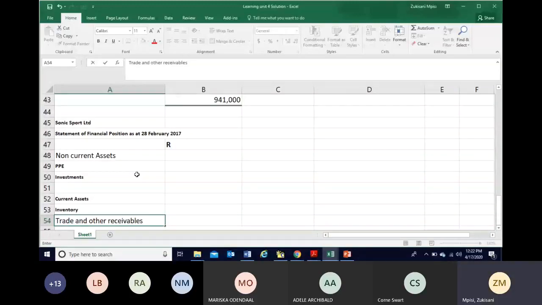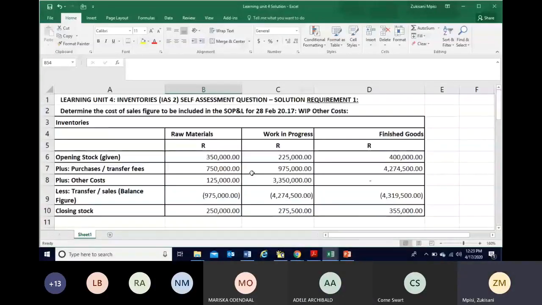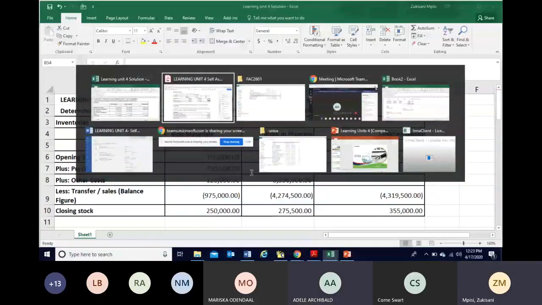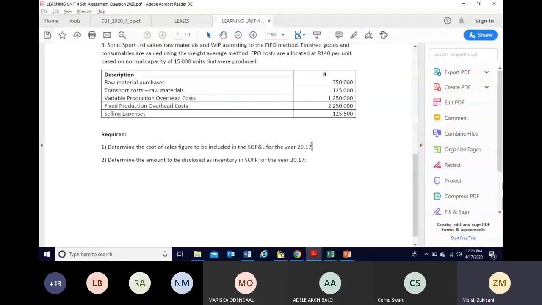Then your inventory would be 941,000, which is this 941,000 that we have calculated. So when they say do an asset section, this is how you would be taking your inventory to your books. So this basically is how you do the calculation for your inventory. That means that we have done number 1 and we have done number 2 of our requirements.